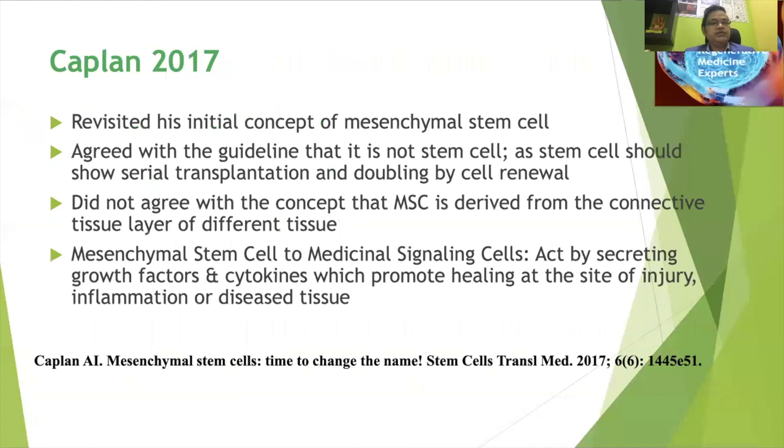In 2017, Kaplan revisited the initial concept of mesenchymal stem cell. He agreed with the guideline that it's not a stem cell because a stem cell should show serial transplantation and should show doubling by cell renewal. But he was not happy with the concept that MSCs are actually derived from stromal cells like the connective tissue. And he gave another term, which is called medicinal signaling cell, which means he proposed that, as we know, the stem cells act by releasing certain growth factors and cytokines, which promote healing at the site of the injury. So he proposed medicinal signaling cells.